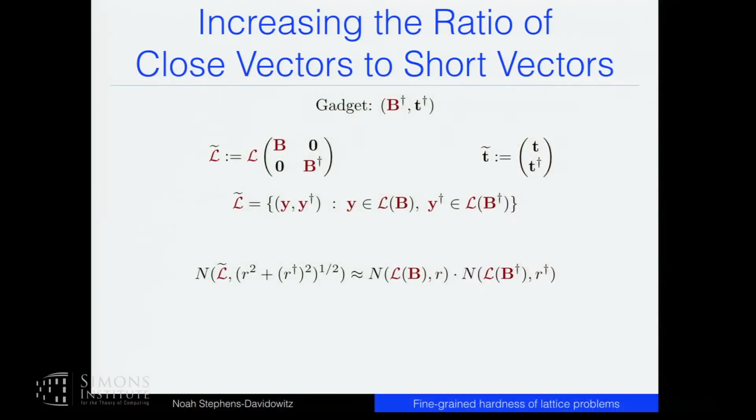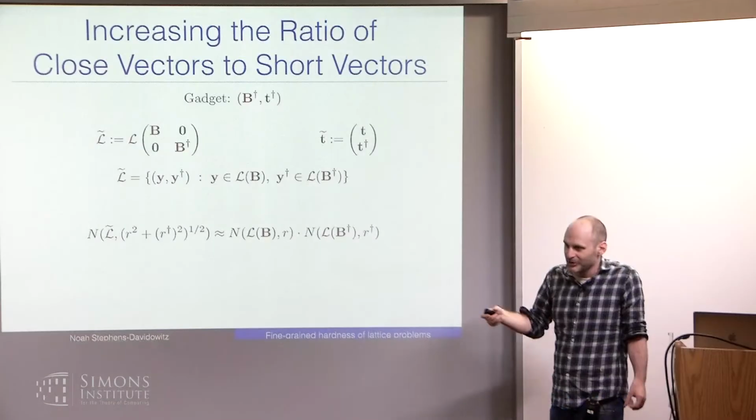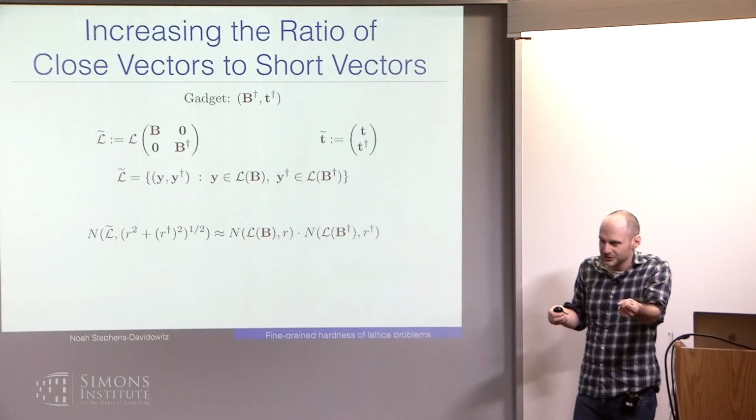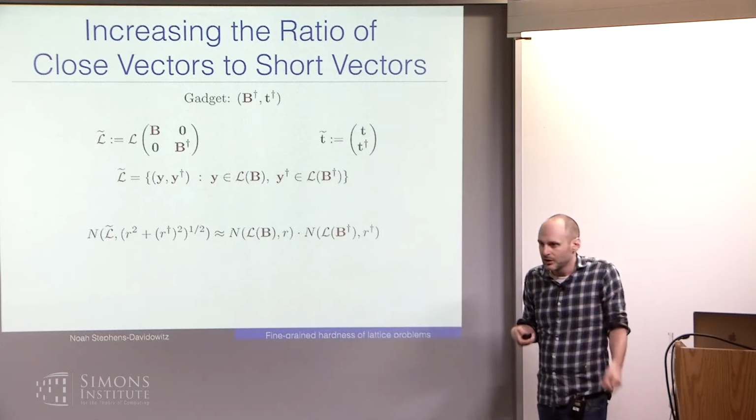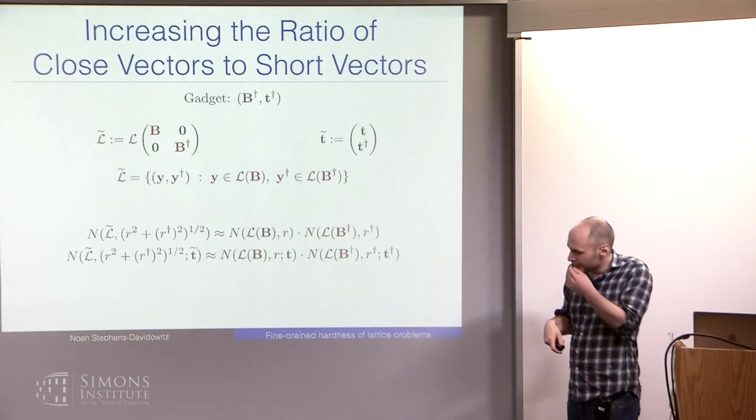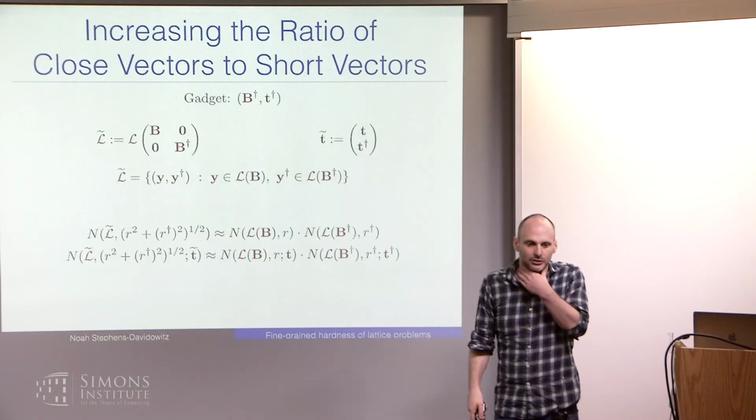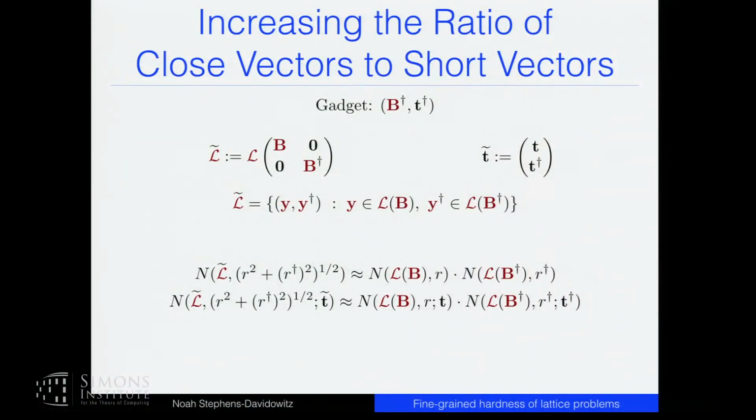And this equation is slightly complicated, but the idea is that the number of short vectors in L tilde should look roughly like the product of the number of short vectors in my original lattice and the number of short vectors in my gadget lattice. I'm hand waving aggressively here, but the rough idea is, if you have a short vector in L tilde, then it must come from a pair of vectors, one that's short in the original and one that's short in the gadget, right? And ditto for close vectors. The number of close vectors is going to be something like the product of the number of close vectors in the lattice with the number of close vectors in the gadget.